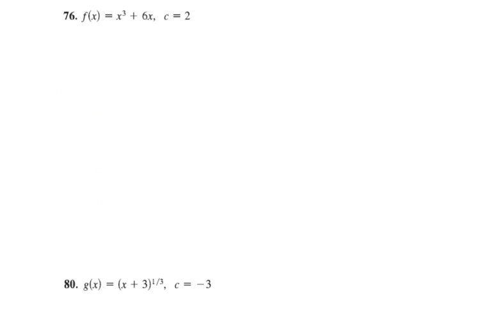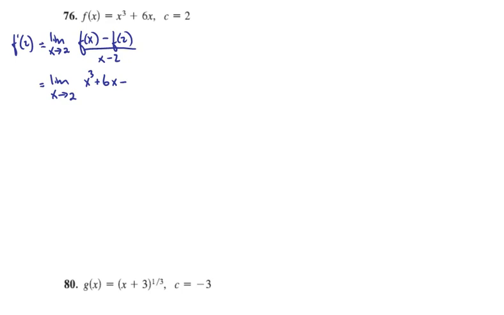Again, we want to use the alternative form of the limit definition to find the derivative of x cubed plus 6x when x is equal to 2, or c is equal to 2. And so that means we want f prime of 2, and that's the limit as x approaches 2 of f of x minus f of 2 over x minus 2. And now we're ready to plug in. f of x is just x cubed plus 6x, then minus f of 2. f of 2 is 2 cubed, which is 8, plus 6 times 2, which is 12, so that's minus 20. And that's all divided by x minus 2.